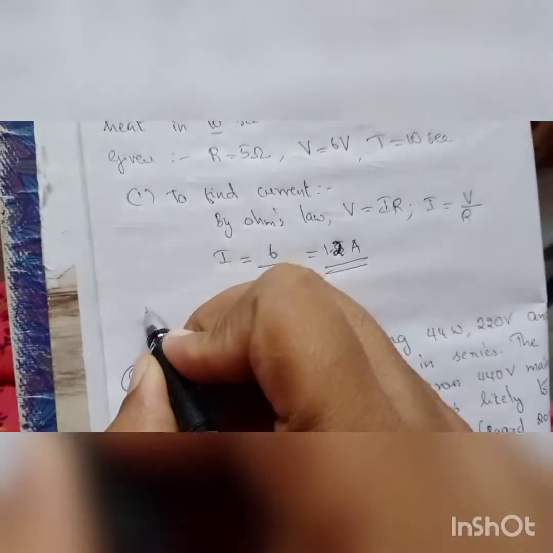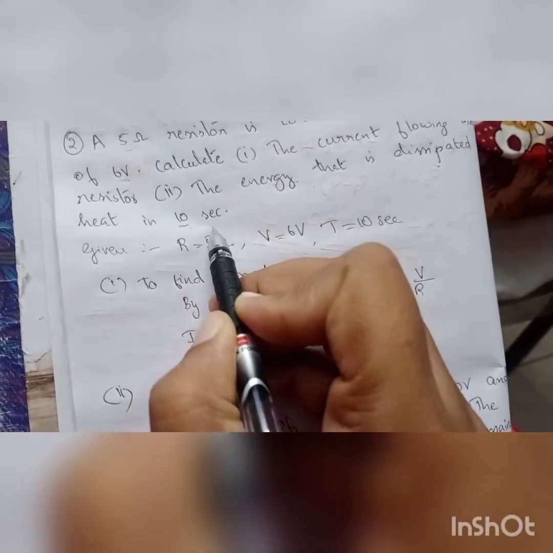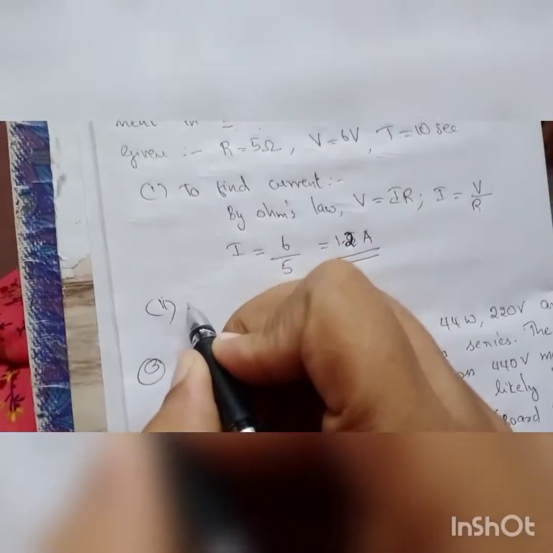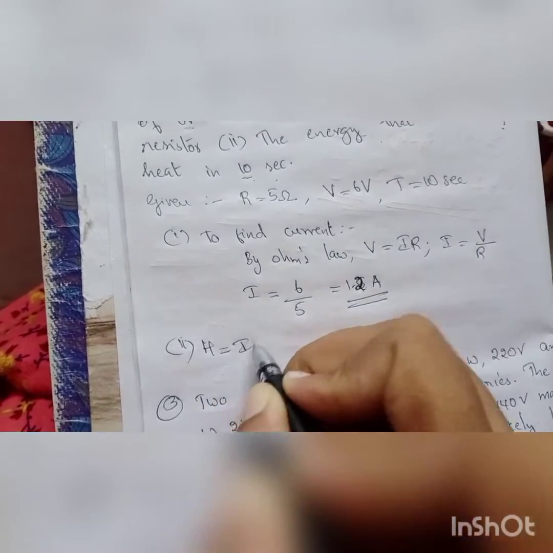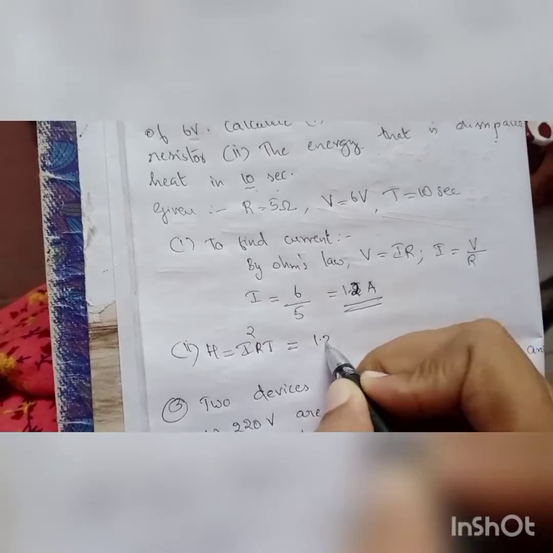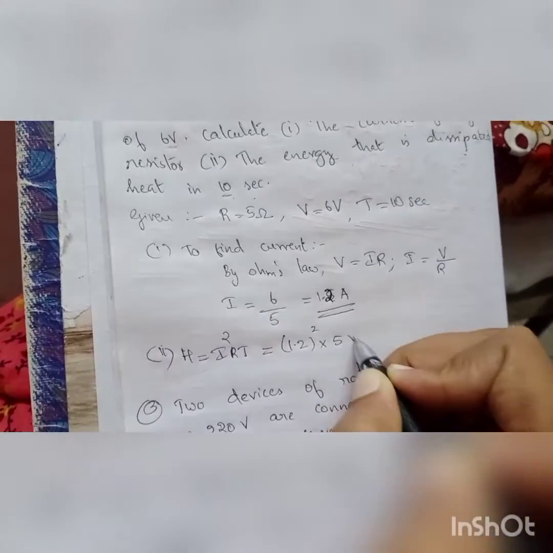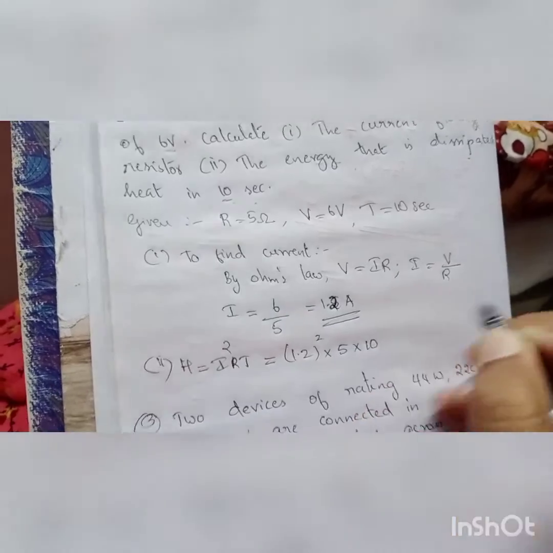Okay. Again, what is the second one you need to find? You need to find the energy that is dissipated as heat in 10 seconds. Energy is nothing else. What is energy? Is nothing but the heat energy. So I square RT. The value of I is 1.2. So 1.2 the whole square into the value of resistance is 5 and the value of time is 10 seconds.